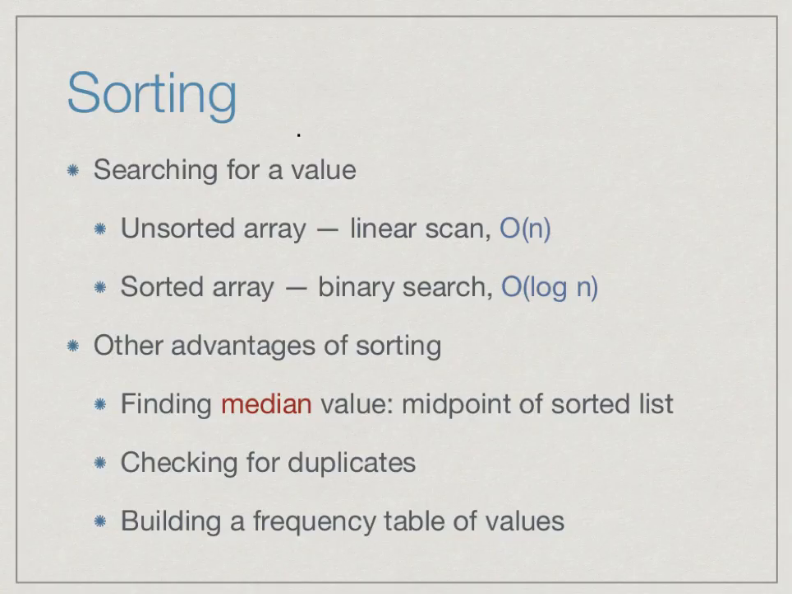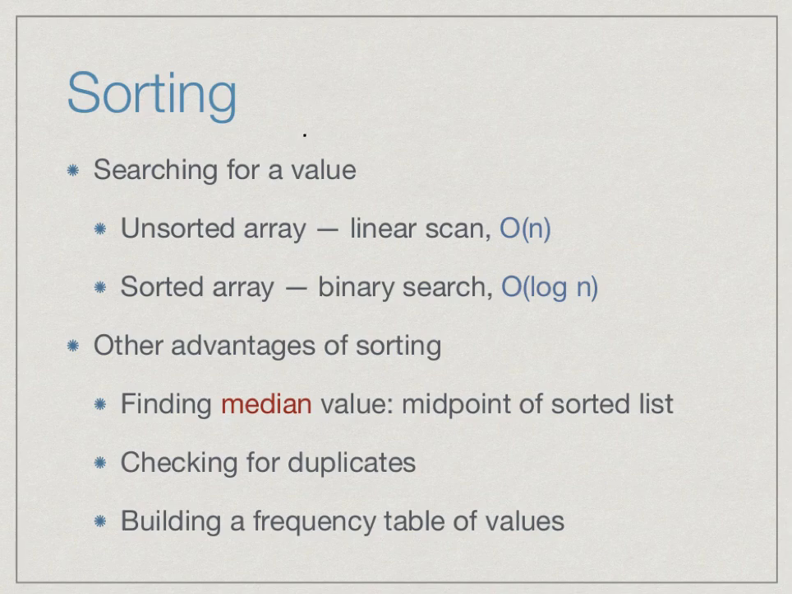So we have seen that searching becomes more efficient if we have a sorted sequence. For an unsorted array or a list, a linear scan is required and this takes order n time. However, if we have a sorted array, we can use binary search and halve the interval we have to search with each scan, and therefore take order log n time.